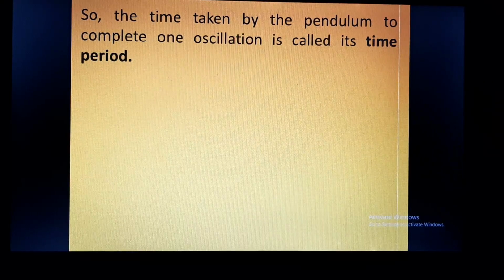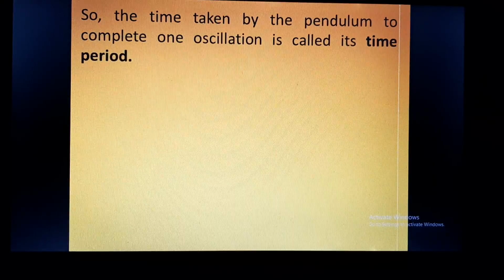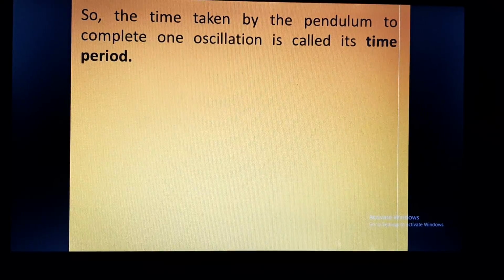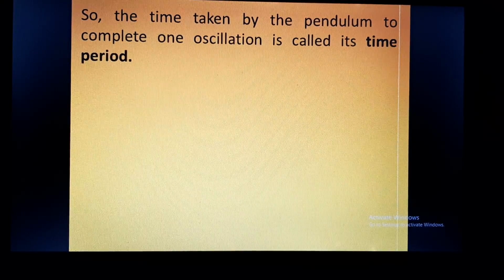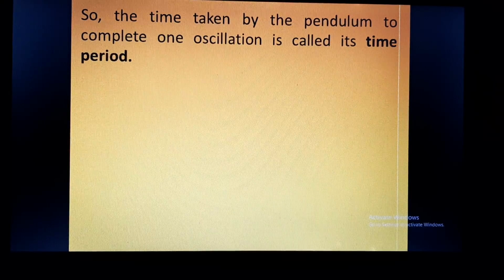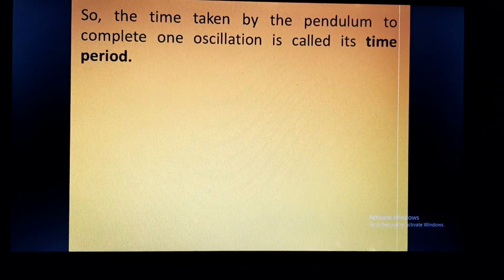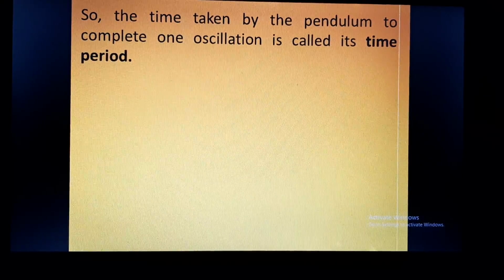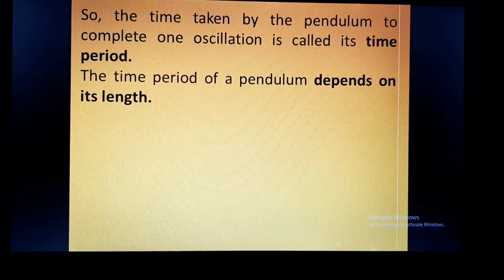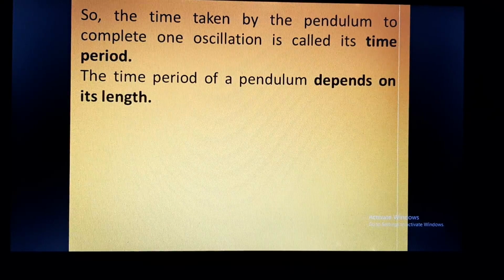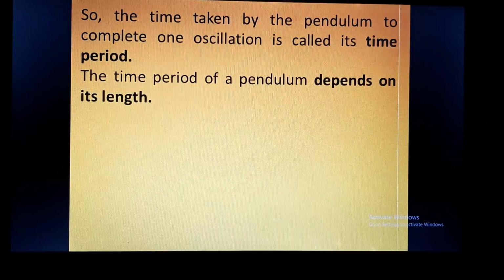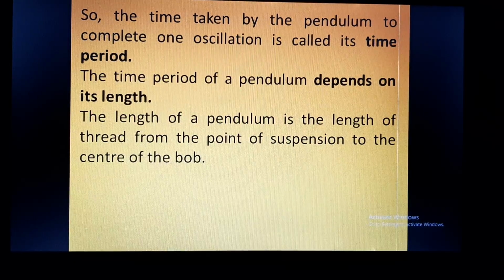Now the time taken by the pendulum to complete one oscillation is called the time period. Moving from one extreme position to the other extreme position and back to the first extreme position, the time taken for this one oscillation is called the time period. The time period of a pendulum depends upon the length of the thread from which the metal ball is suspended. The length of the pendulum is the length of the thread from the point of suspension to the center of the bob. We have seen this in the picture also.